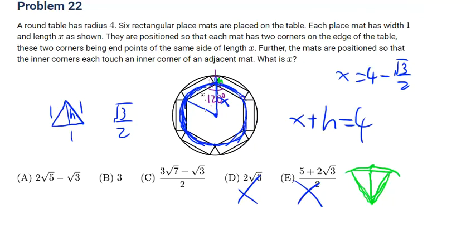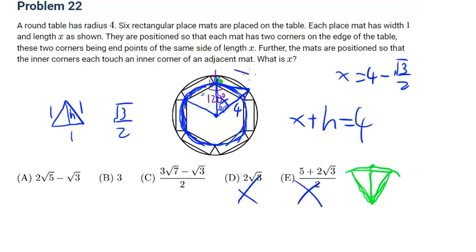Hmm. Convenient triangle. Yes, okay, I think I got it. This is x. This is 4, right? And this is the diagonal of this rectangle over here. The diagonal of a rectangle. You know what that is, right? And this is 60 degrees.